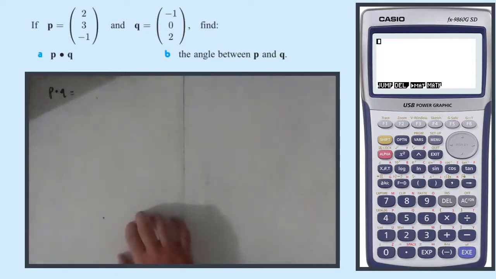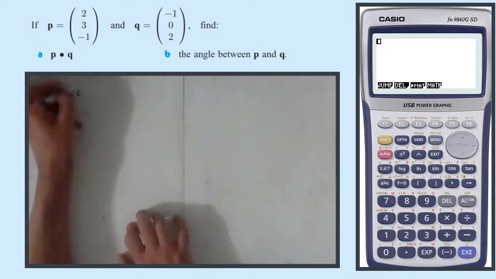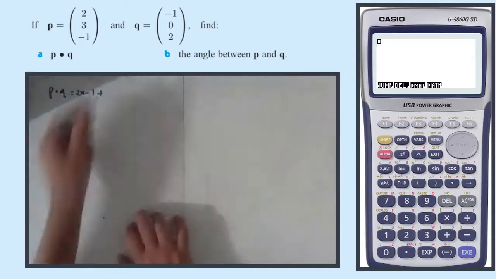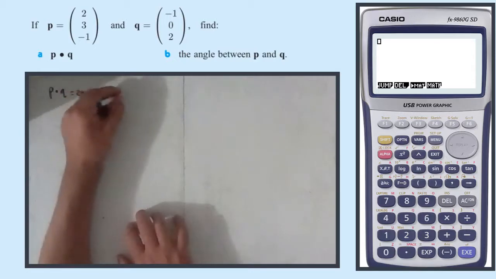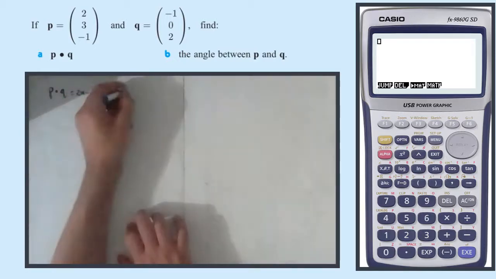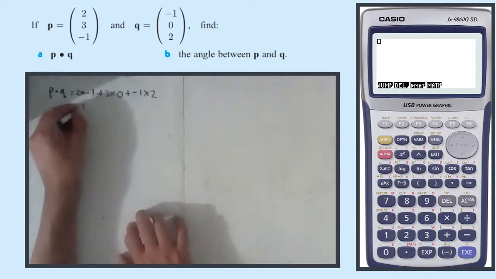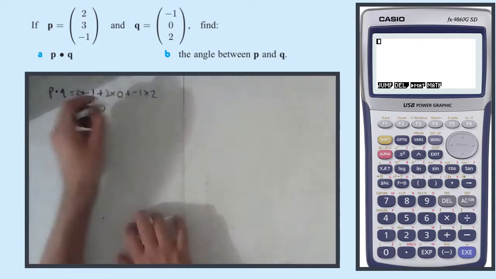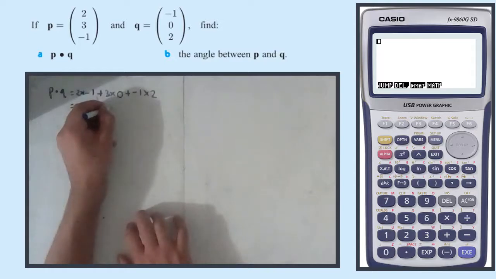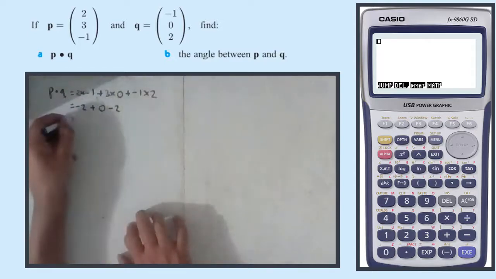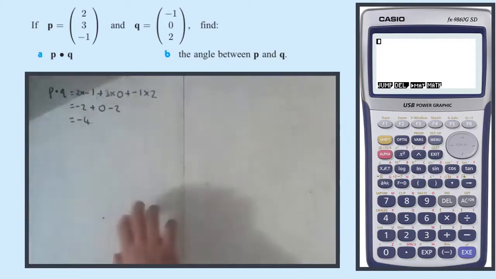Here we do. So it's 2 times -1 plus 3 times 0 plus -1 times 2. Okay, 2 times -1 is -2, 3 times 0 is 0, and -1 times 2 is -2. So that is -2 minus another 2, which is -4. P dot Q is -4. Now to find the angle between them, you use this formula.